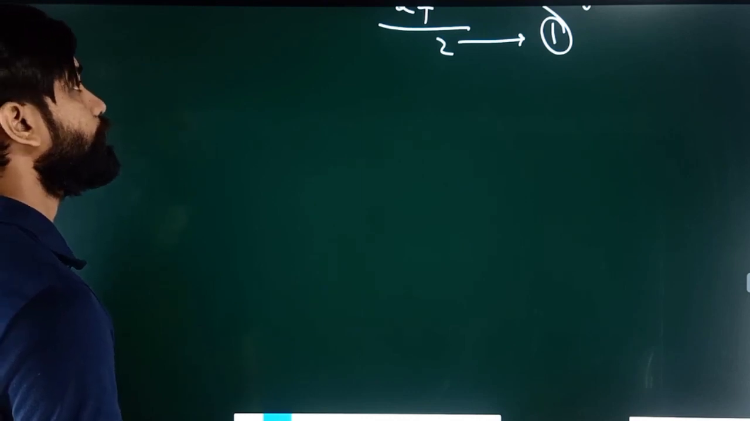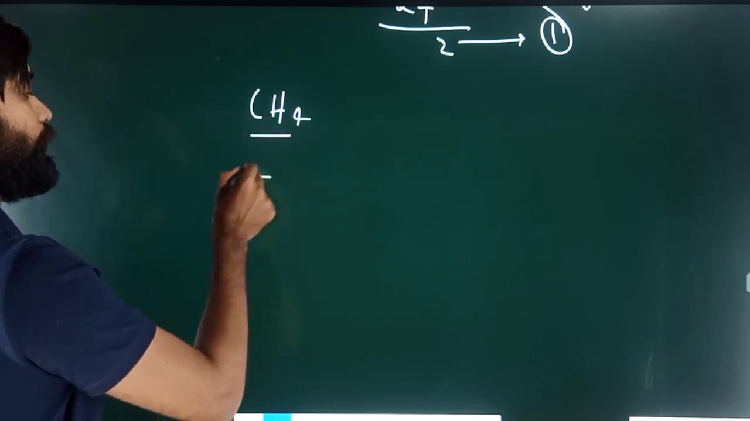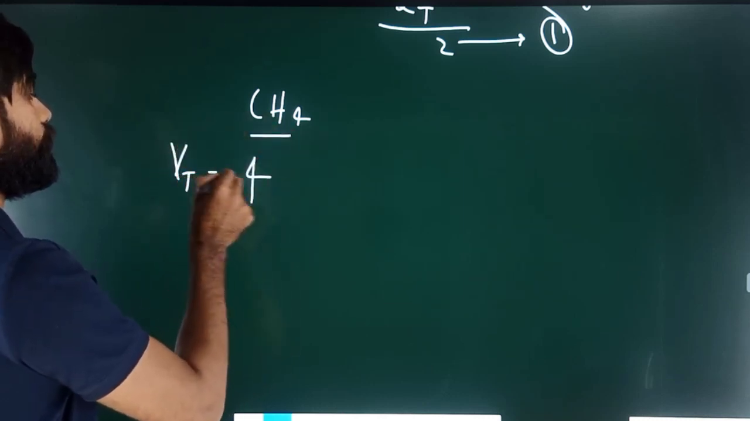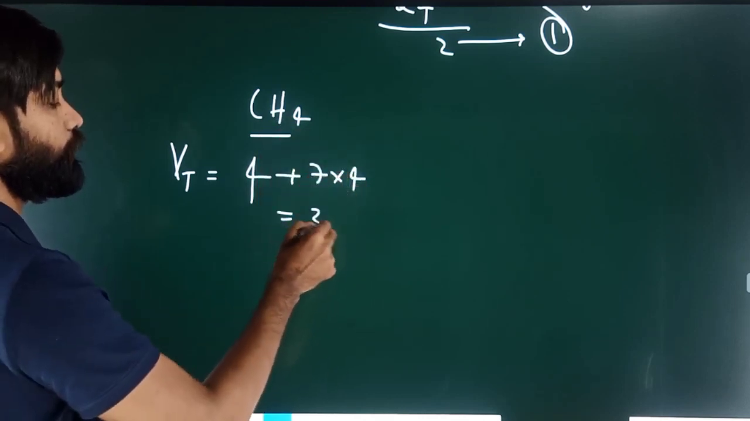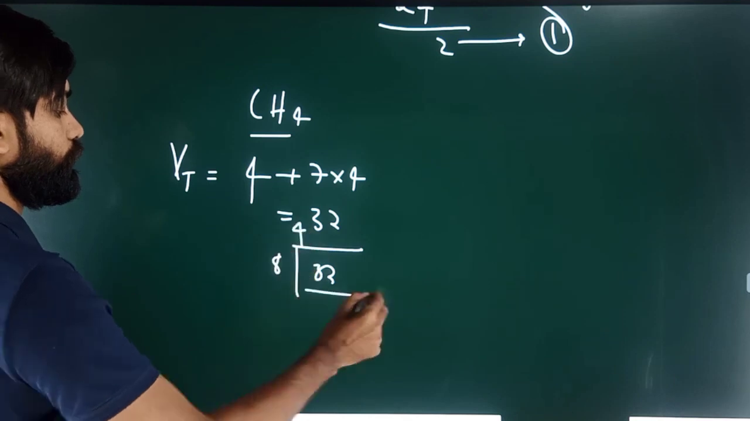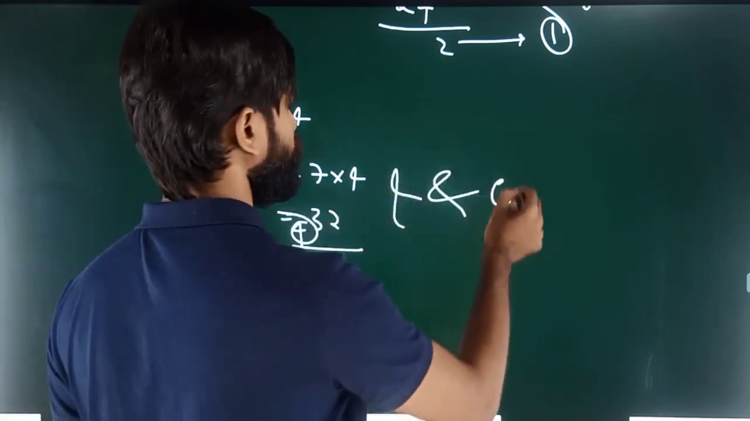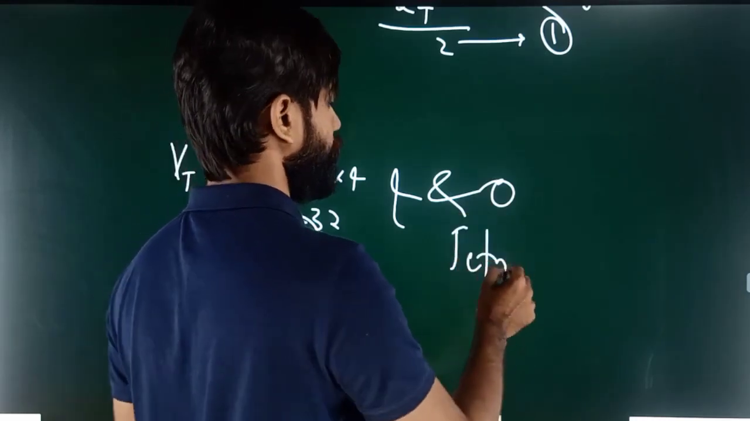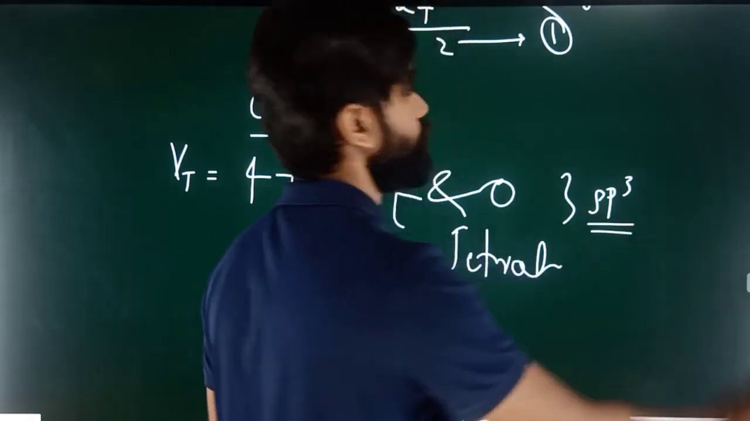I think every example is over. One more, methane. Carbon 4 plus 1 into 4, hydrogen 1 here. 8 into 4, 32. 32 divided by 8, 4, 32, remainder 0. 4 0 category. 4 and 0, tetrahedral. 4 plus 0, sp3 is the total hybridization.